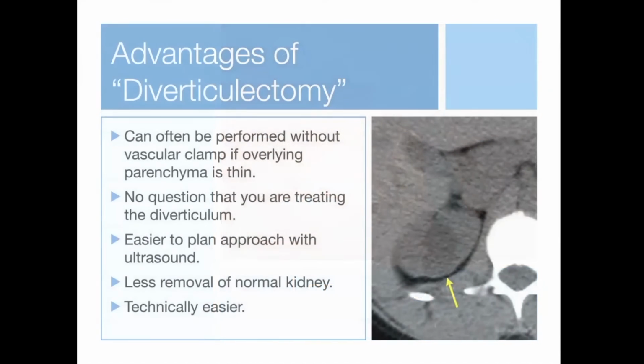Ultrasound can be critical in terms of identifying and locating the diverticula for that approach. I do like the advantages of diverticulectomy. This is a procedure that can often be performed without vascular clamping if the parenchyma overlying the diverticulum is relatively thin. There's really no question that you're treating the diverticulum because you're opening it. It's easier to plan the approach with ultrasound, and you don't remove much of any viable kidney parenchyma in this process. It's also just technically easier.